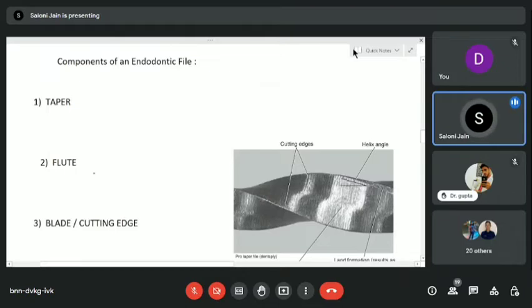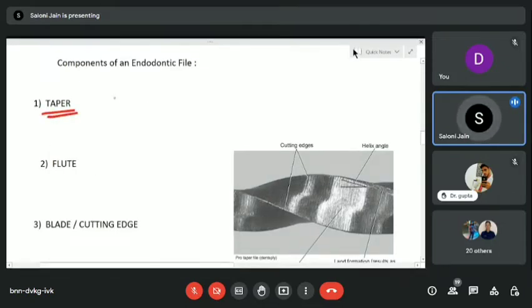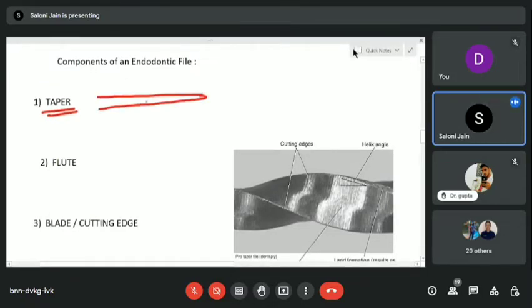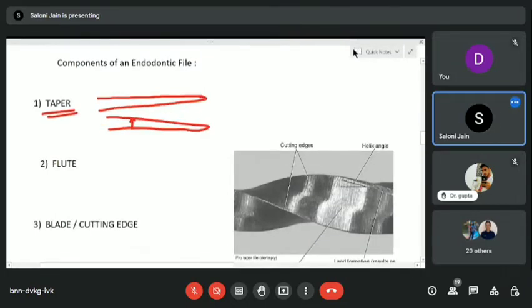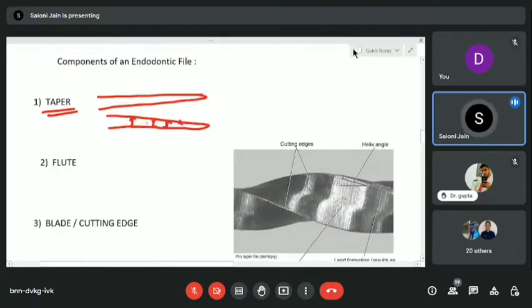First is the taper. Now, taper in a layman's word, everybody understands, is nothing but a conical thing. So this is the taper, like it's increasing like this. When you give a taper, something which is increasing with every millimeter is the taper. So basically, taper denotes per millimeter increase in the file diameter from the tip towards the file handle.